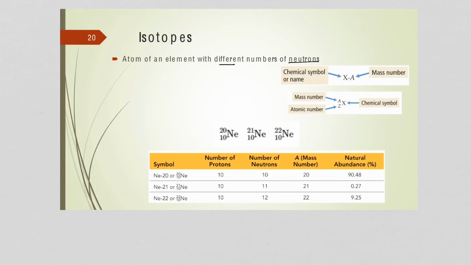Now, what's the difference between different isotopes of an element? Well, first of all, they will have different masses, because having different numbers of neutrons will give us different masses. They will have the same number of protons. Isotopes are the same element, so they must have the same number of protons. They only differ in the number of neutrons that they have. And they will have the same chemical properties.